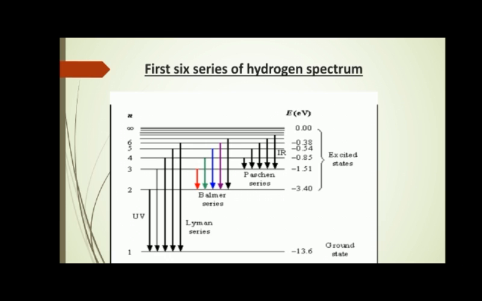IR means infrared region. And here you can see the ground state, that is n equals 1, and the others are excited states because the value of n is more than 1. And all these values are negative, for example for the ground state, minus 13.6, in the unit electron volt.